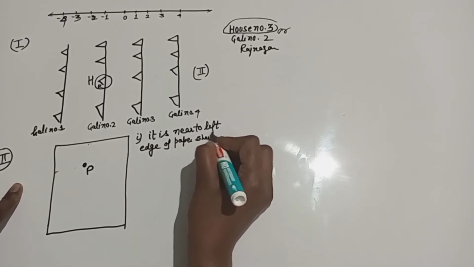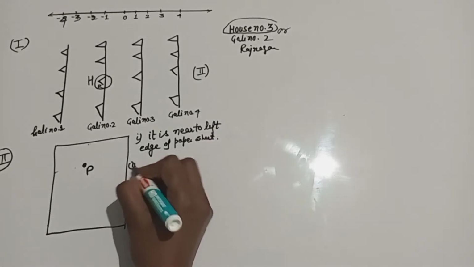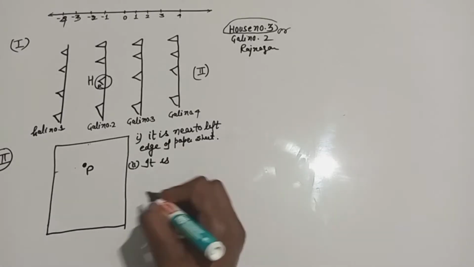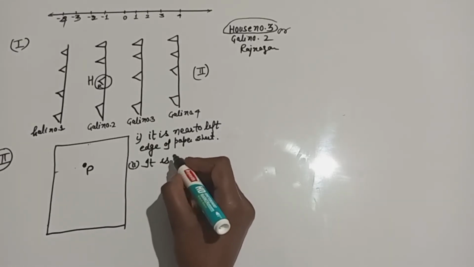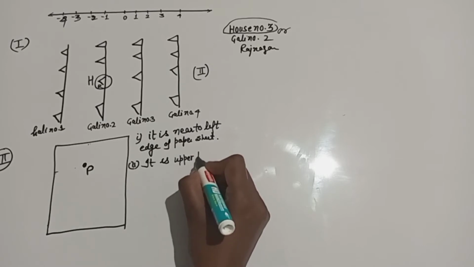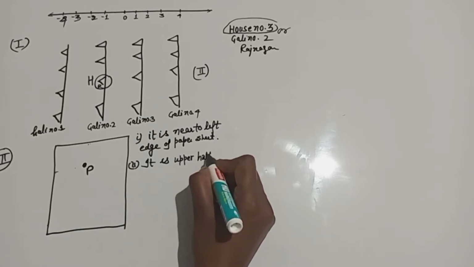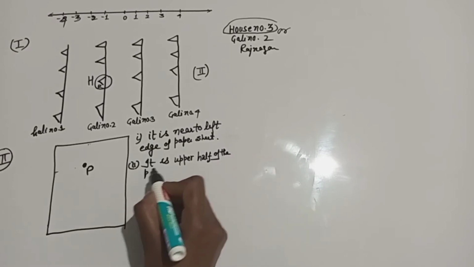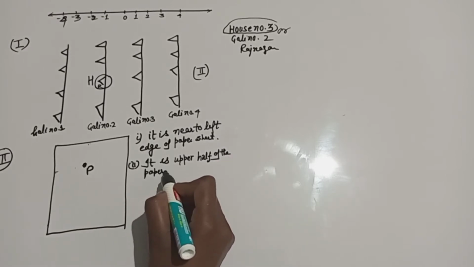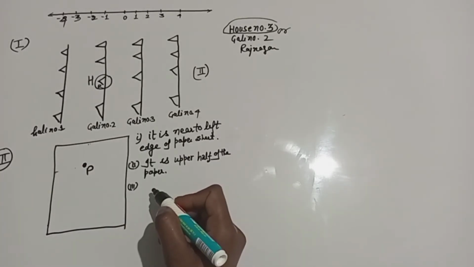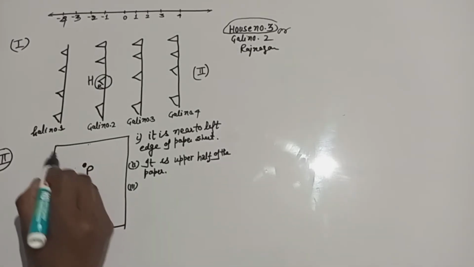Now, second, you will say that it is in the upper half of the paper. Now the third thing you can say is that it is near the left hand upper corner.